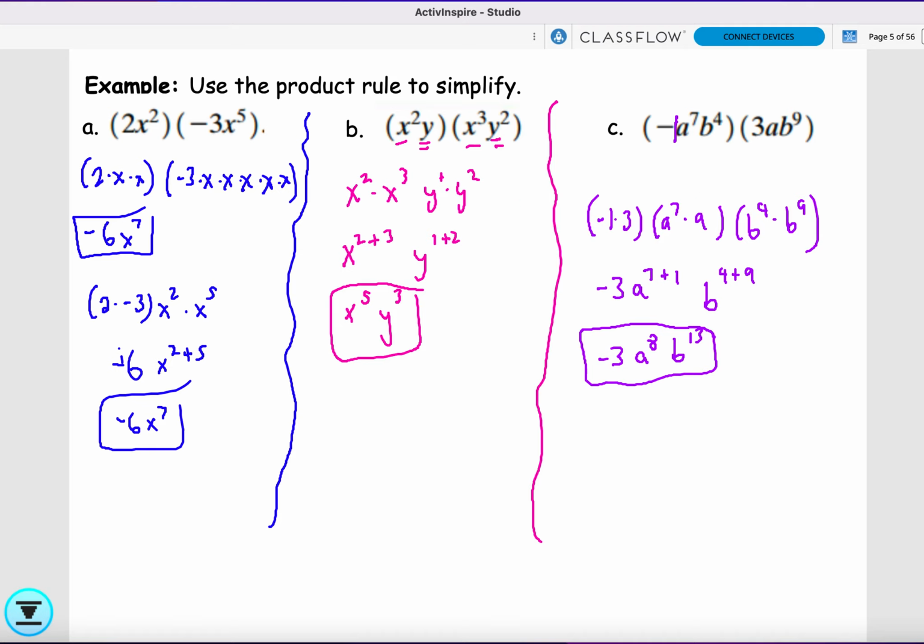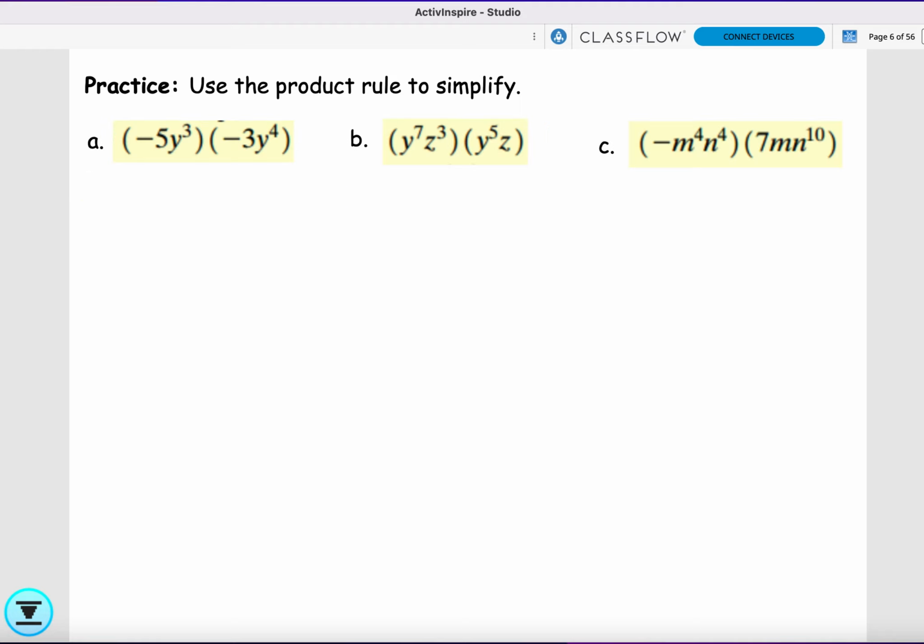So this product means to multiply. So we're not doing any new concepts in these examples, guys. We're just multiplying the numbers and then we're adding the exponents, keeping the same base. So rewatch these examples if you need to see more examples play through it. Look at this practice problem. Use the product rule to simplify. Pause it here to give it a shot on your own before I start working it out.